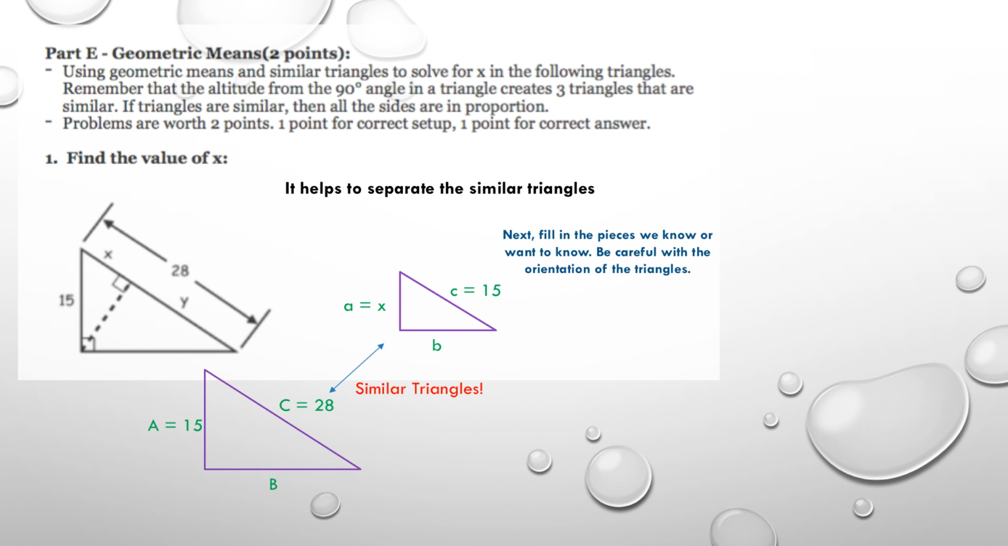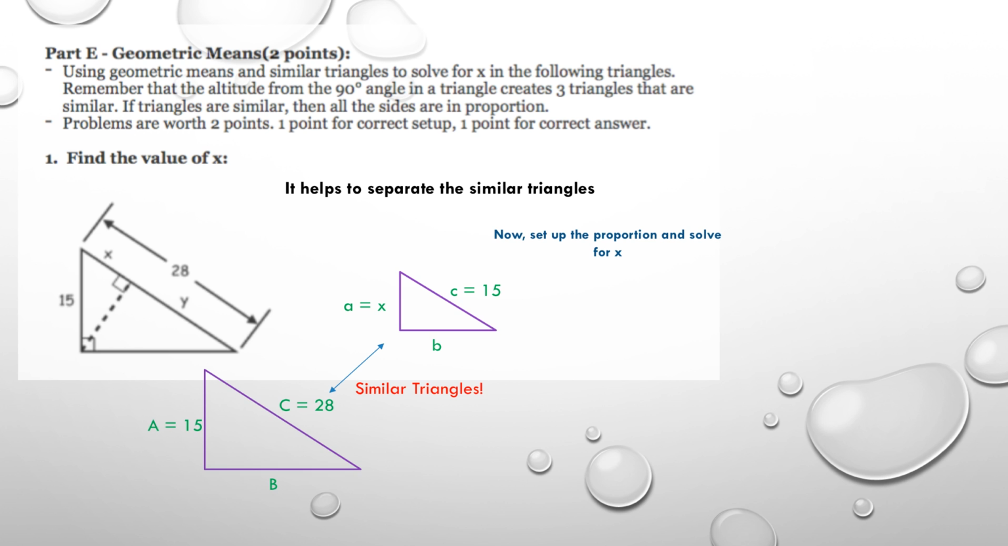x is what we're trying to solve for. The hypotenuse of the smaller triangle is 15. So just be careful when you're labeling these that you have the triangles properly oriented, you keep things in the right alignment.